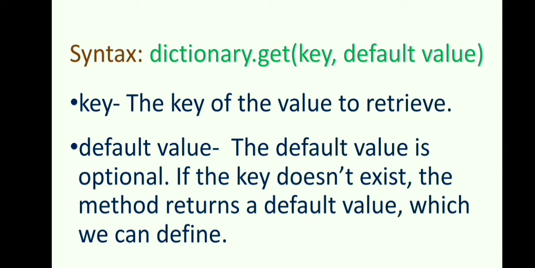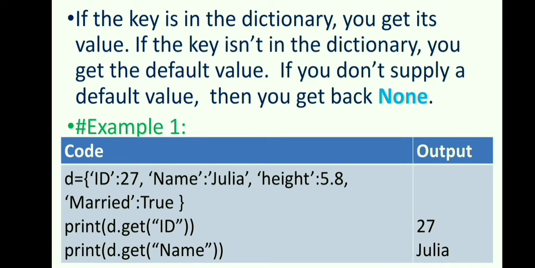Syntax. dictionary.get(key, default value). Key, the key of the value to retrieve. Default value, the default value is optional. If the key does not exist, the method returns a default value which we can define. If the key is in the dictionary, we get its value. If the key is not in the dictionary, we get the default value. If you do not supply a default value, then we get back None.